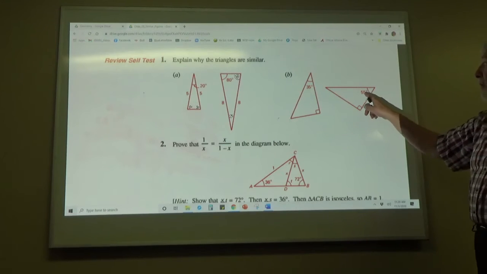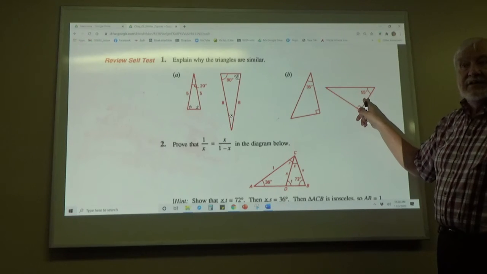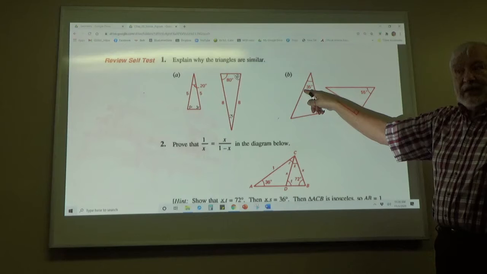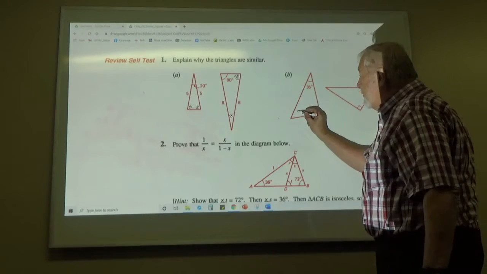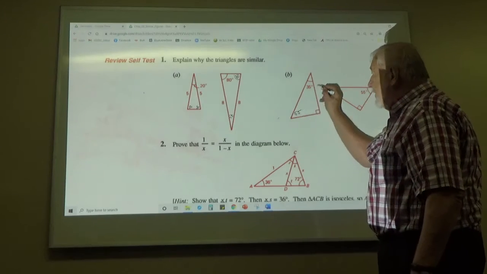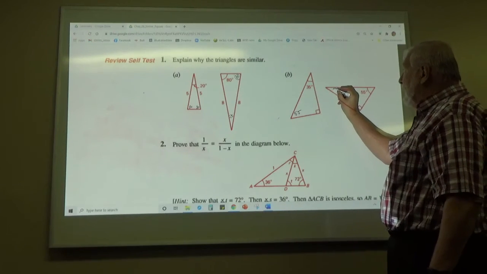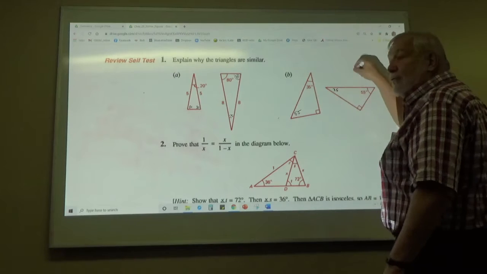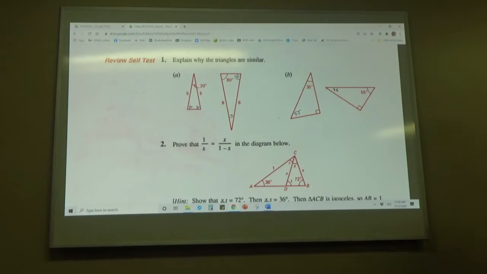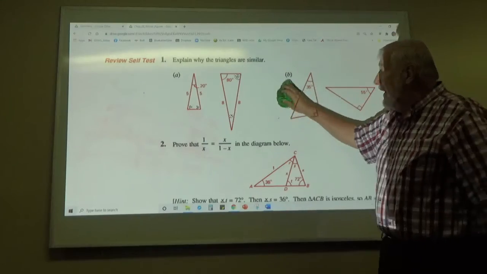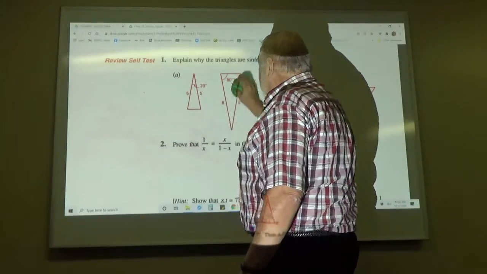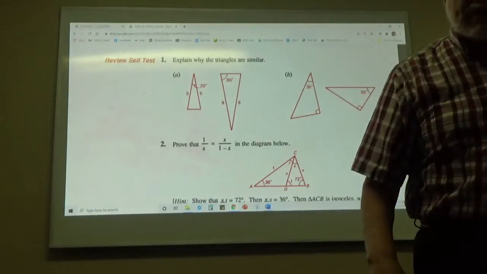Right? What about here? 55 plus 35 equals 90, right? So that makes this 55, so that the 3 of them add up to 180. It makes this 35, so the 3 of them add up to 180. And so they are similar because their corresponding angles are equal. All right, that's the part of that particular test that I wanted you to see.